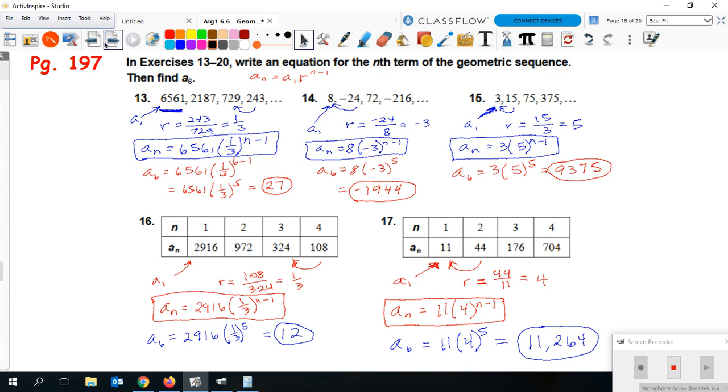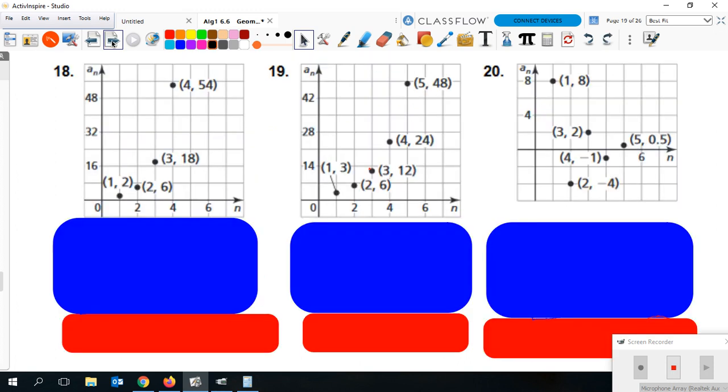Alright, just a few more problems. Now we're going to look at the graphs. It's basically the same thing as we just did before. It's just that now the sequence is plotted for us on the graph, and the ordered pairs are here. Here's 1, 2, 2, 6, 3, 18, 4, 54. So you can see how this one is definitely going up. So your first term, second term, third term, fourth term.